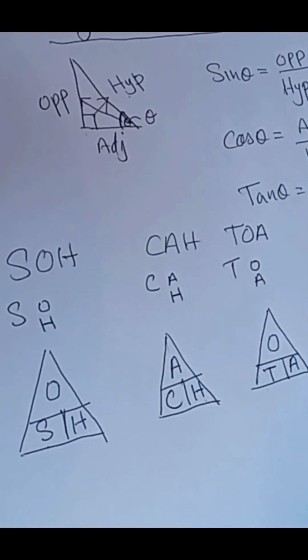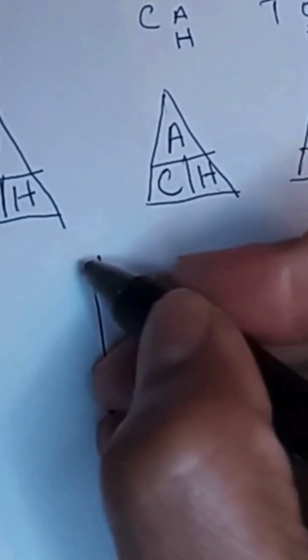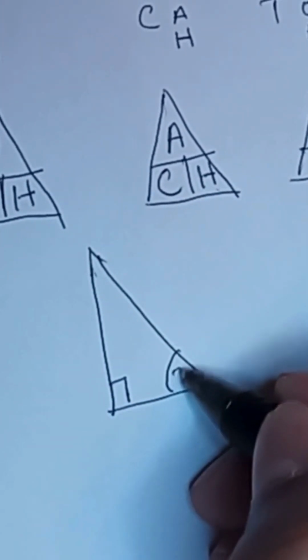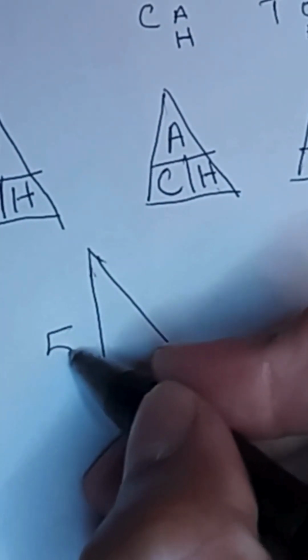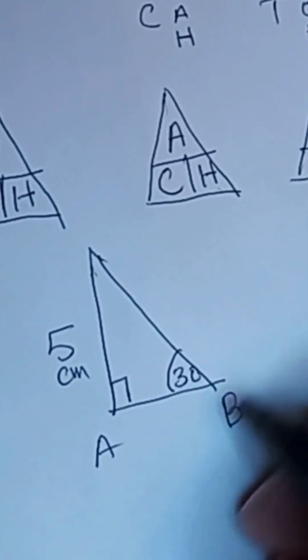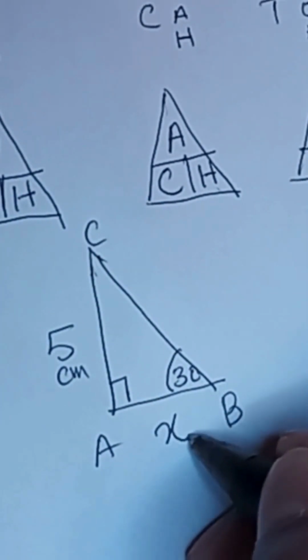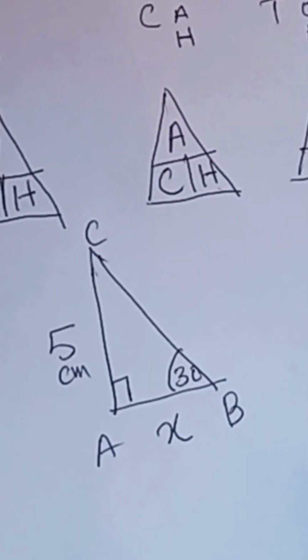Let's look at an example now. So if we have a triangle, this one, we have a right angle triangle. This angle we have theta, 30. And this side we have 5 centimeter. And this is A, B, and C. And we're looking for this side AB. I write down here X centimeter. We need to find out this side.